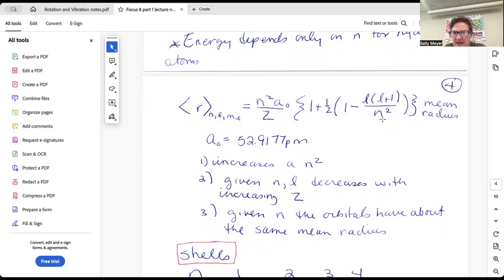So this term that your book explains is kind of insignificant because of the relative value. L's going up, N's going up. So pretty much orbitals with the same N have about the same mean distance. This term is more dominant.